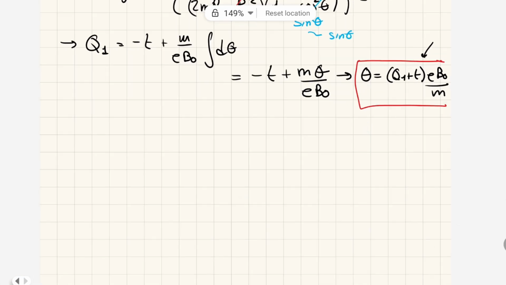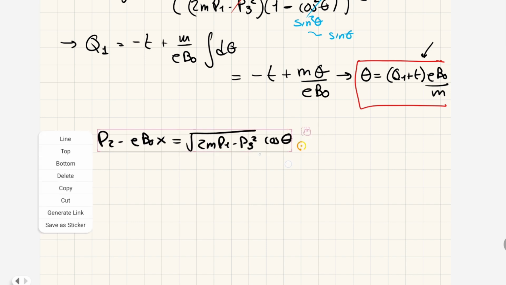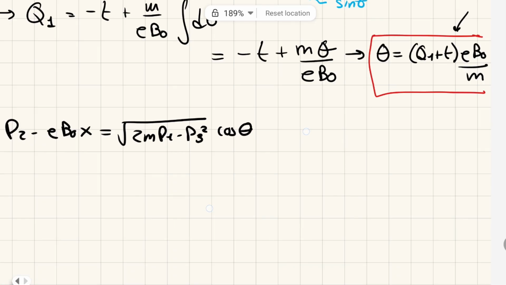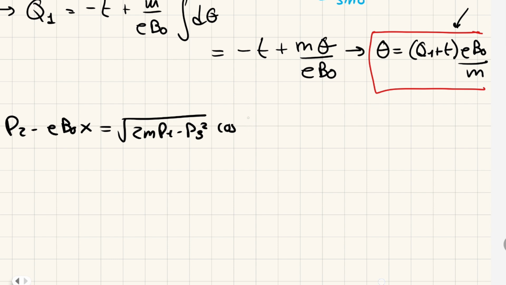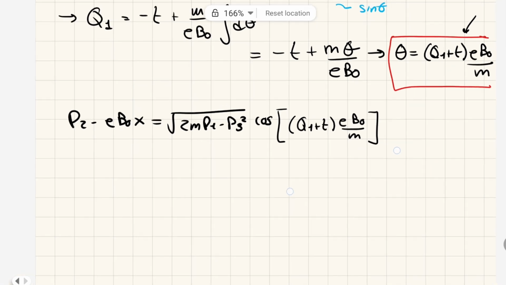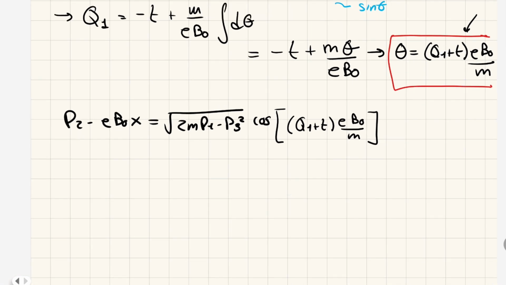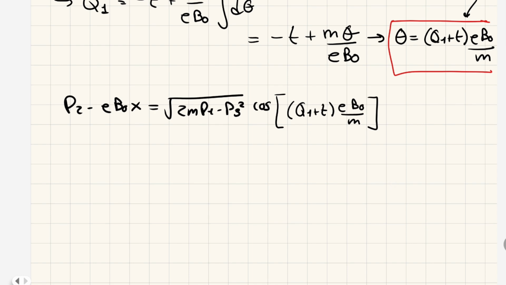So let me copy this here, and then let me erase this theta over here. Let me switch it for q1 plus t times EB0 divided by m, right? And this cosine is for all these elements. Perfect. And let me tell you something that is important. Here, I'm going to make a little spoiler. This element that we have here is going to represent a frequency.